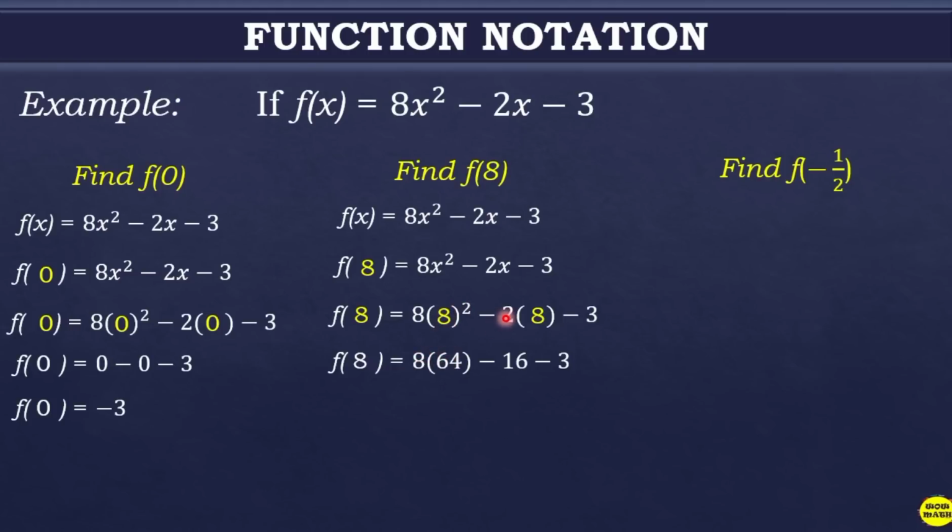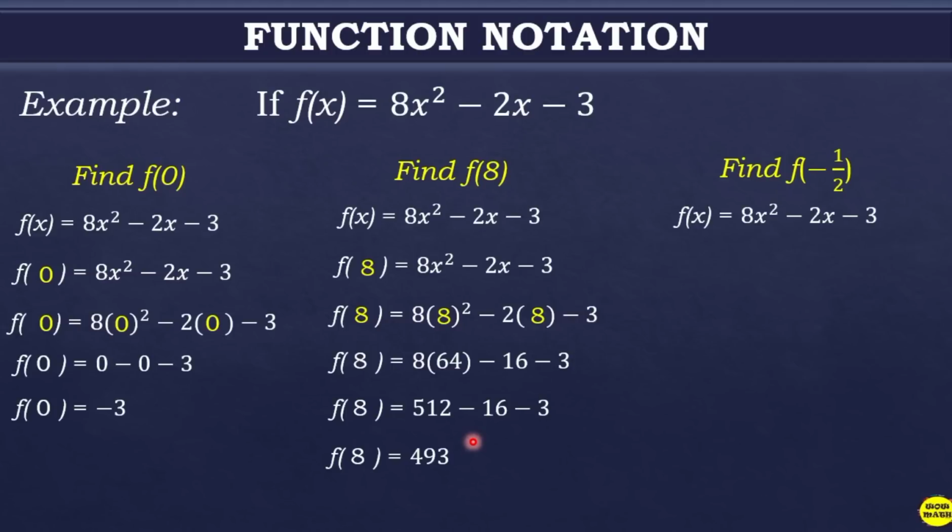Okay, and then 2 times 8, that is 16. Okay, so we will get 8 times 64, that is 512, minus 16 minus 3. So, 512 minus 16 minus 3, that is 493.